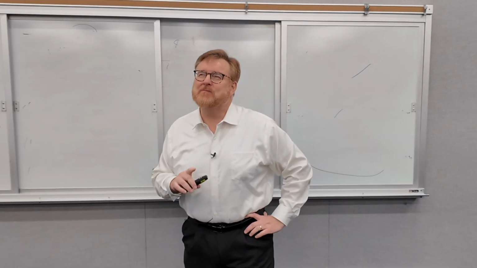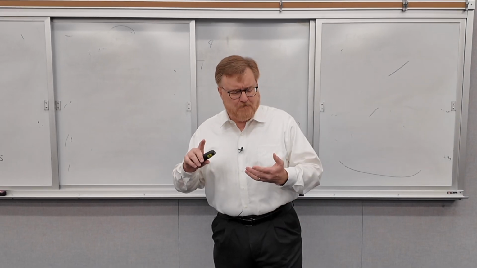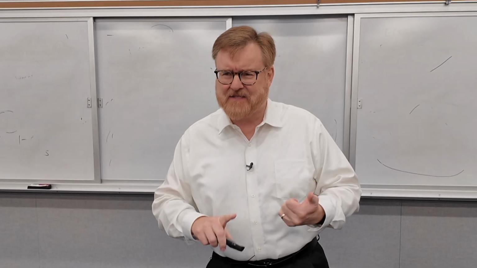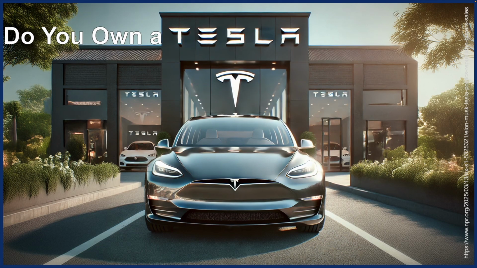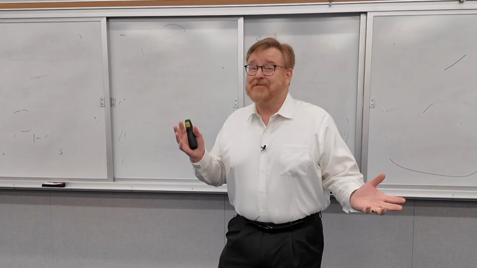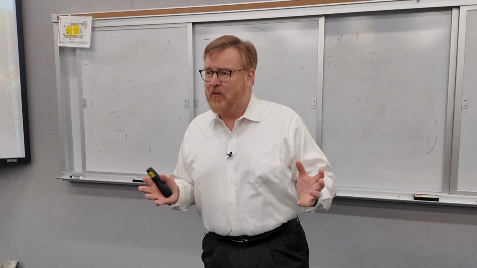So I'm going to put all those pieces together. You're smart, you're educated, you have some disposable income, you're tech savvy, you're concerned about the environment. I think if you own a Tesla, you're going to vote Democratic. That's my prediction. What do you think? Well, okay, I guess that's one way we could go with that.